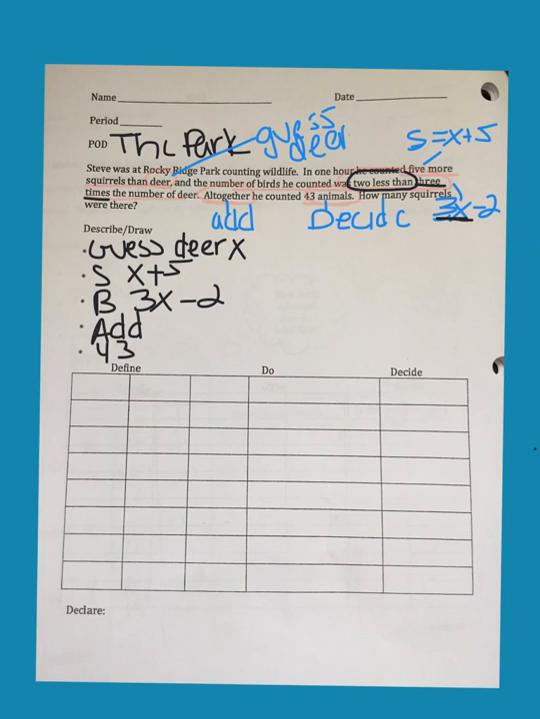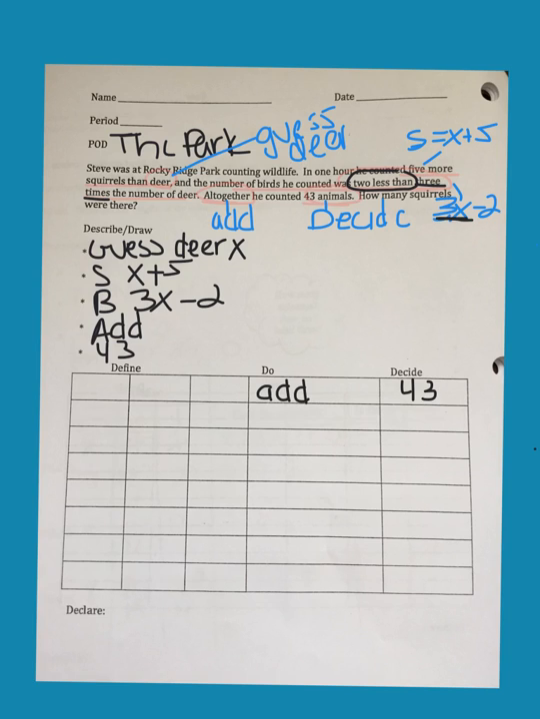So what I wrote in my describe is my guess is the deer, squirrels are x plus 5, the birds are 3 times x minus 2. I'm going to add in the do section, and my decide should be 43. So I'm going to go ahead and write 43 in my decide. In my do section, I'm going to add.